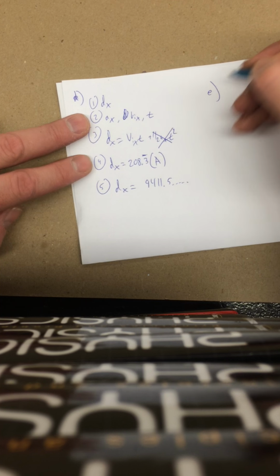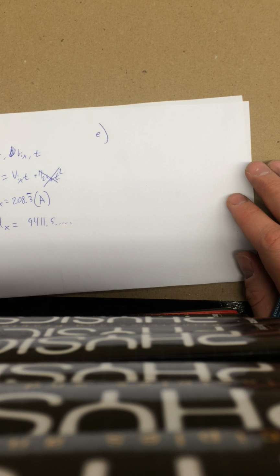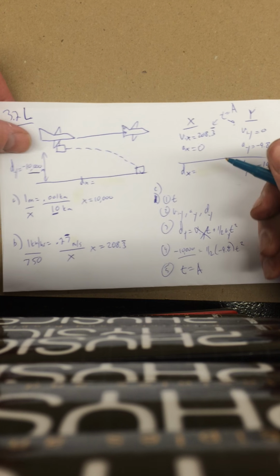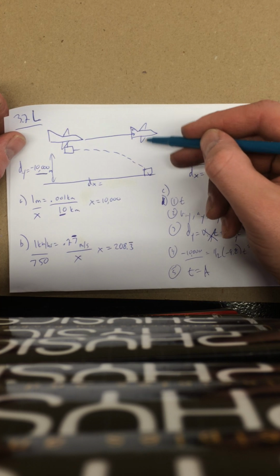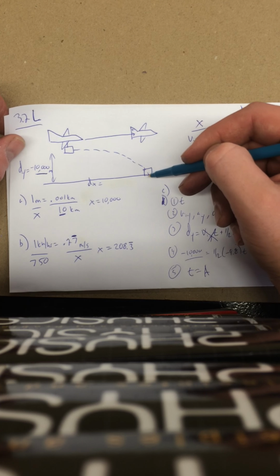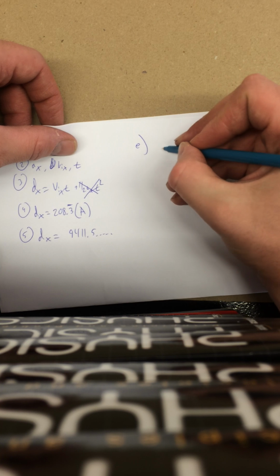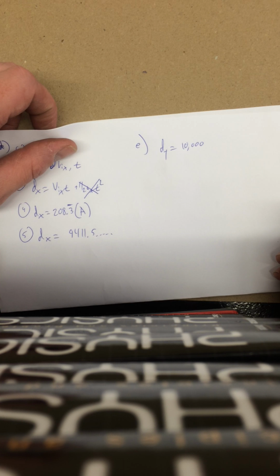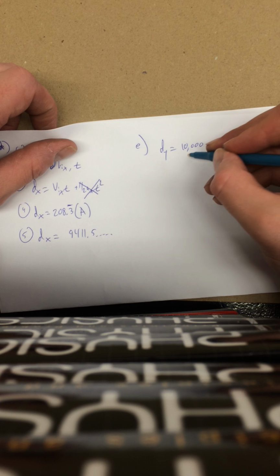Now for part E, it wants to know how far the crate is from the aircraft when the crate hits the ground, assuming that the plane continues to fly at the same constant velocity. There's really no work for that one. The distance from here to here is still the same. It's negative 10,000 from here down, but the question wants to know how far, so that's a scalar. So for me, the answer would just be 10,000. That will be different for everyone based on your code.